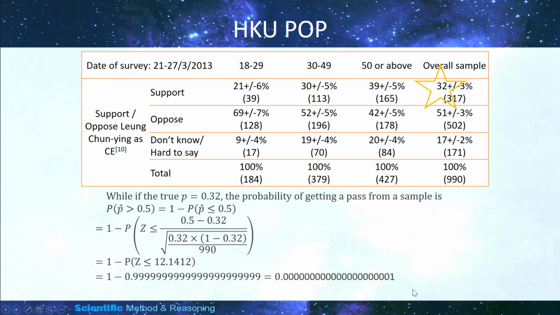0.0000000000001. Okay, what does that mean? That means if the true proportion of supportiveness is only 0.32, the probability of getting a pass based on a random sample of 990 is almost impossible. It's impossible. These are just rough figures. These are not exact. I just made it up.